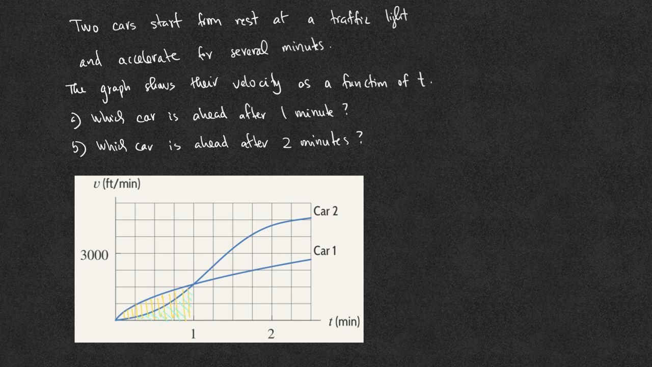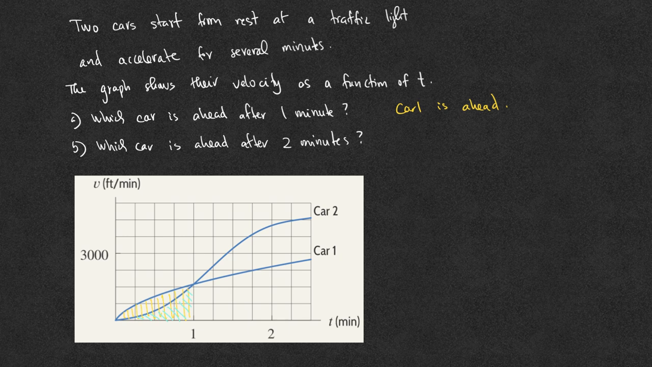And so we see that the area under the curve car 1 is more than the area under the curve car 2. We conclude that after 1 minute, car 1 is ahead of car 2. Next, which car is ahead after 2 minutes?